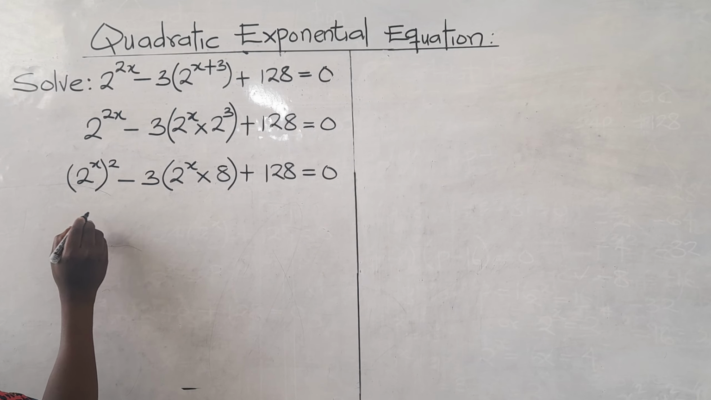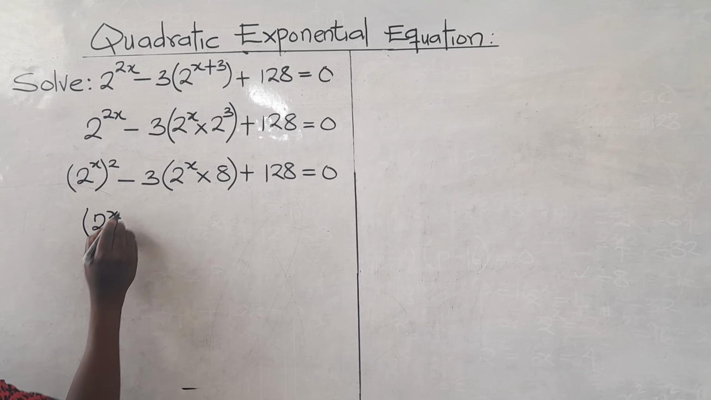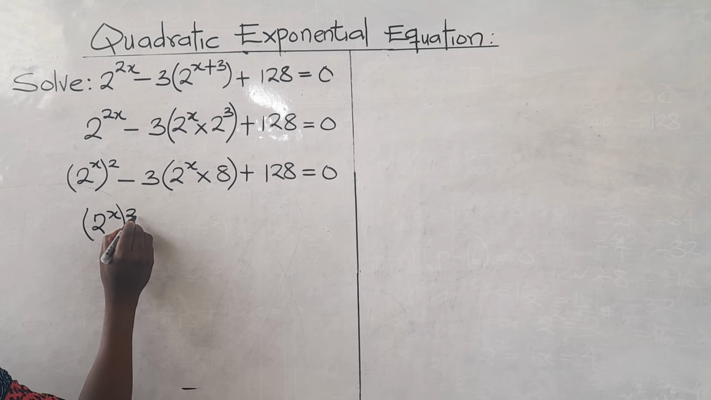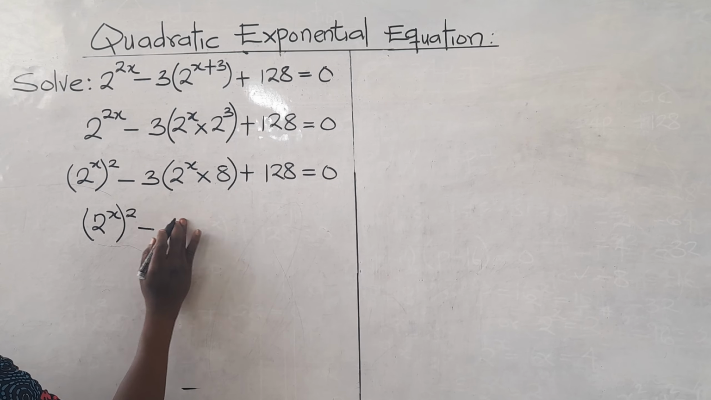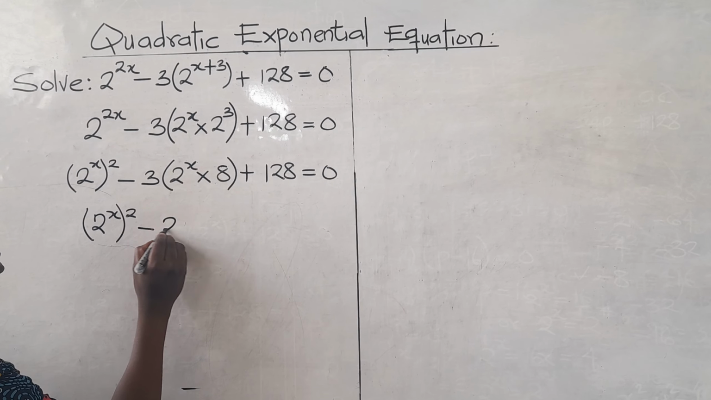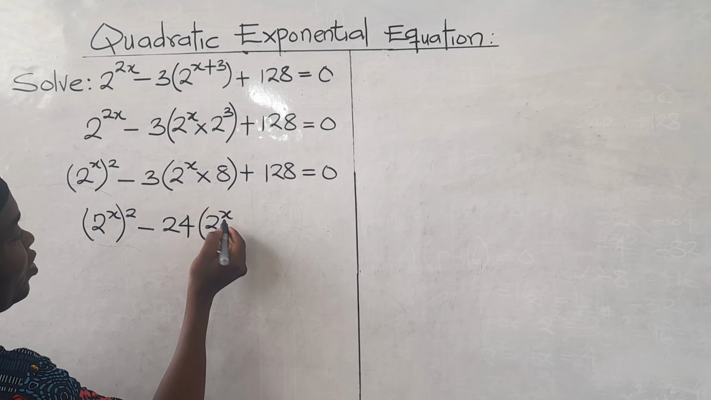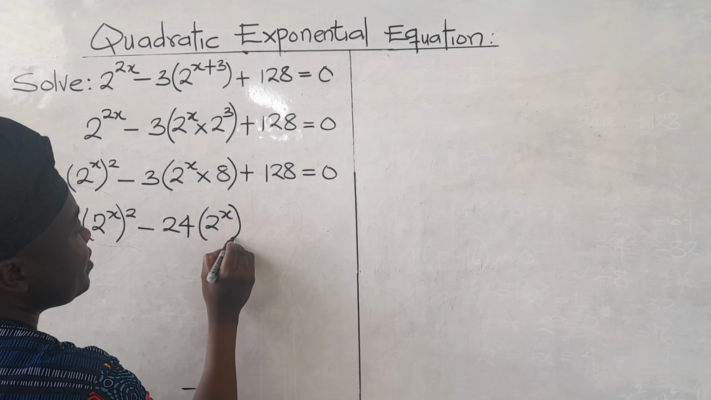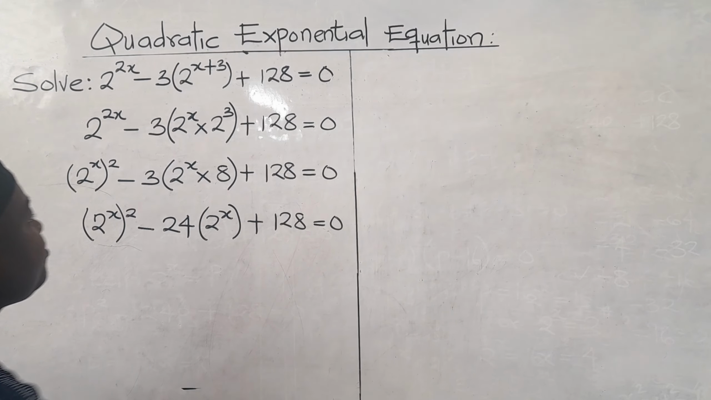Next, this is the same thing as 2 to the power x in bracket squared, minus 3 times 8 is 24, times 2 to the power x, plus 128 equal to 0. Those are the first 3 steps. Now let's continue.